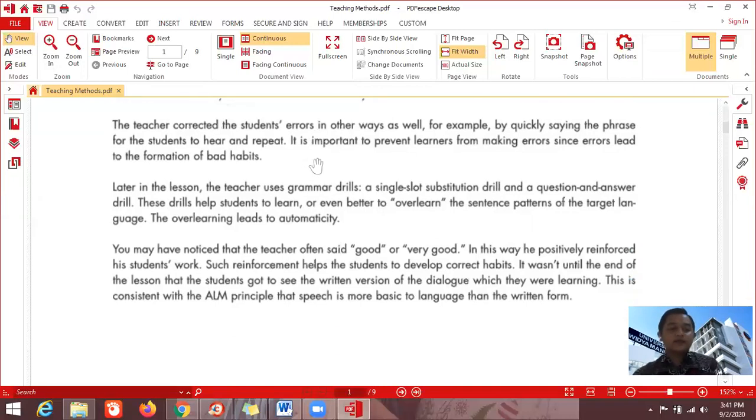And then next, the teacher corrected the students' errors in other ways as well. Providing error feedback does not necessarily need to be direct or corrective feedback. You can use indirect feedback. For example, you don't say, no, you're wrong. No, that's wrong, this is right. When he or she pronounces the word wrongly, you don't correct them directly.